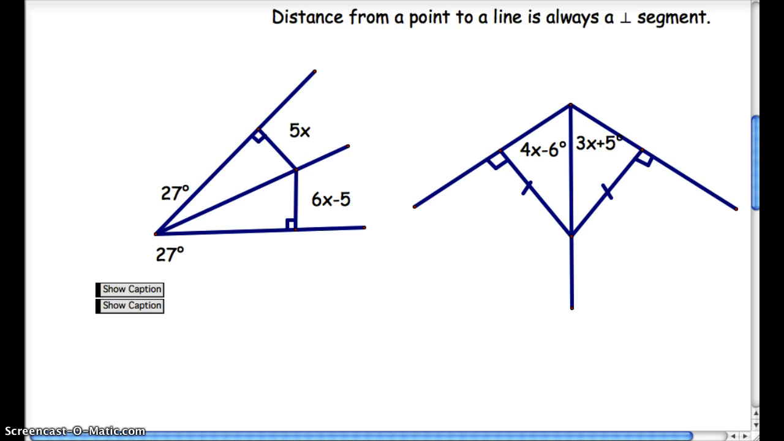5x is equal to 6x minus 5. In order for that to be true, what must this be? Angle bisector. How do I know that this is an angle bisector? Because you have your 27s. And how do I know that this is actually the appropriate distance? Because of the right angle or the perpendicular segment, right? Okay, good. So I do know that 5x is equal to 6x minus 5, so I can set them equal to each other if I so choose, and solve for x.